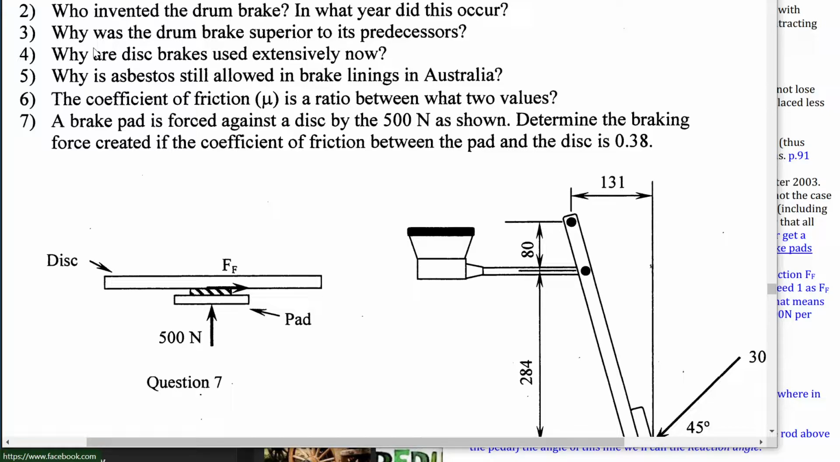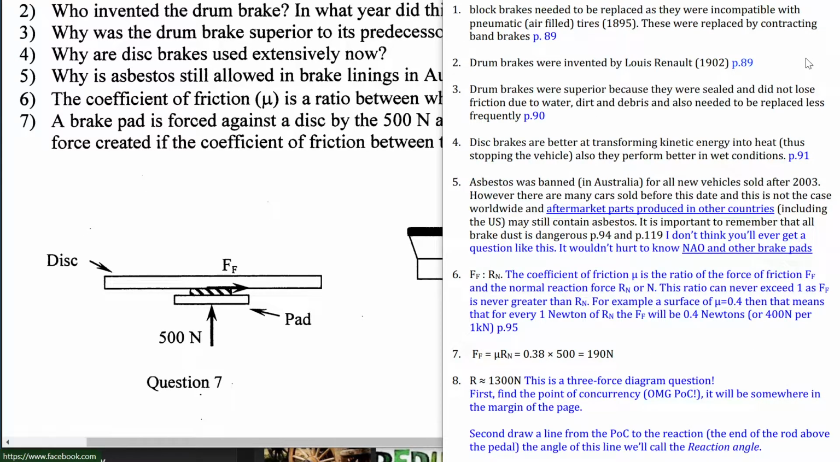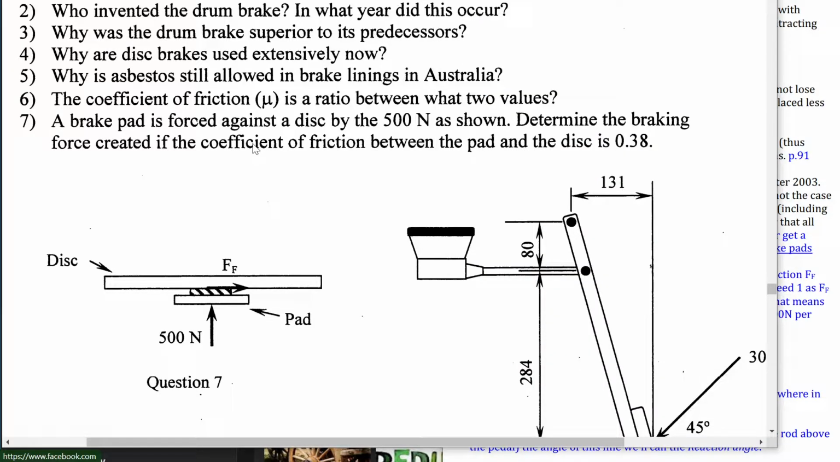Why was the drum brake superior to its predecessors? Now, in this case, they're talking about the closed drum brake and not the contracting band brake. The reason it's advantageous is because it doesn't get affected by debris or the weather and dirt, those sorts of things. Yep, that's it. Replace less frequently.